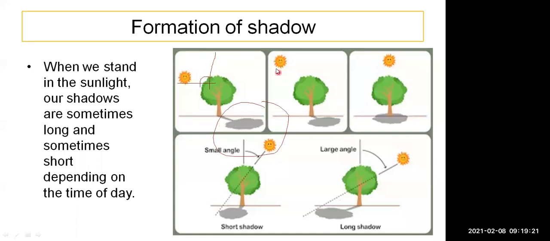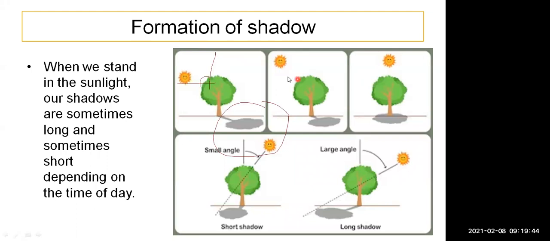Now, in the late morning, around 9 or 10 o'clock, what happens? The sun comes over here. Again, if you see, the angle which is formed is lesser, and that is why the shadow formed is shorter. Because your source of light is present on this side, the shadow will be formed here. In the last one, now see this part.